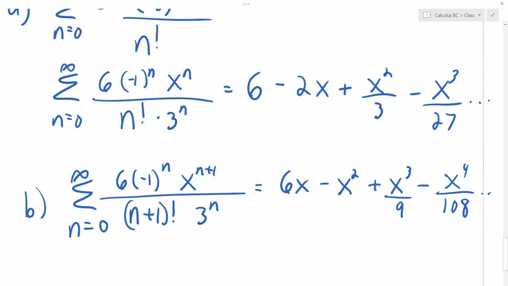108. So if a question didn't ask for the general term and just asked for the first 4, you could just take the first 4 from the other, you can integrate. And when you do the general term, just make sure it works out with those terms. Like you plug in 0, you get 6x. Plug in 1, you get x squared. Okay? Just make sure it works.